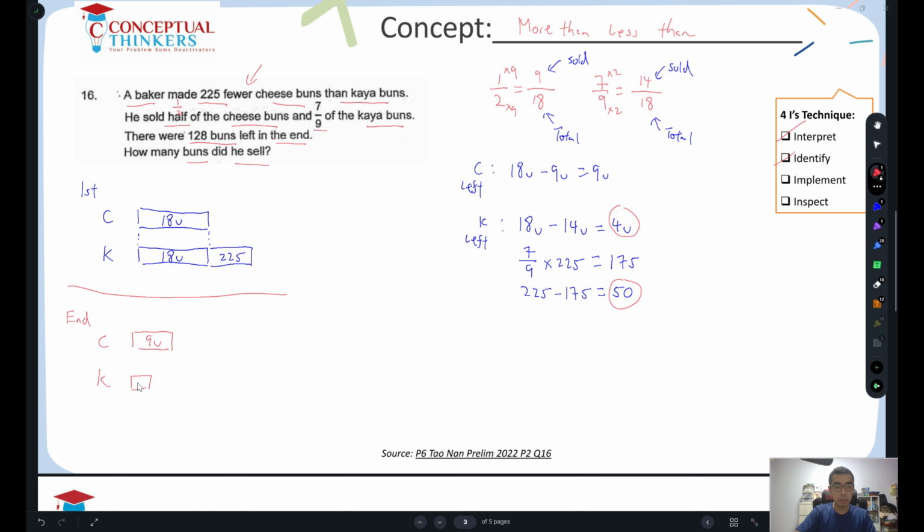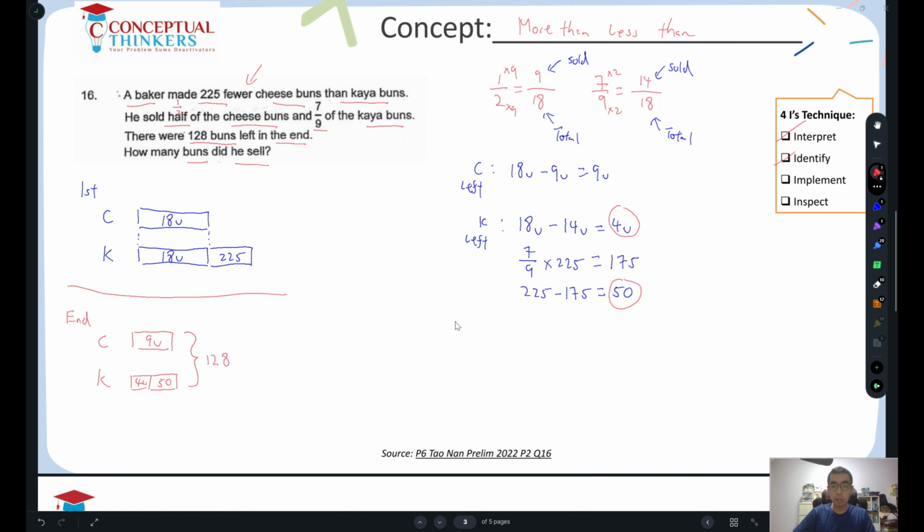So let's draw 4 units this way. Then we're going to have 50. I don't know how long it will be, but I just draw a length here. So this will give me 128 buns left, right? Okay, so from here, we can start to do some calculation. Now, if you add these two models up, it should give me 128.